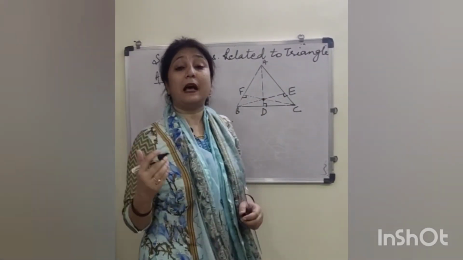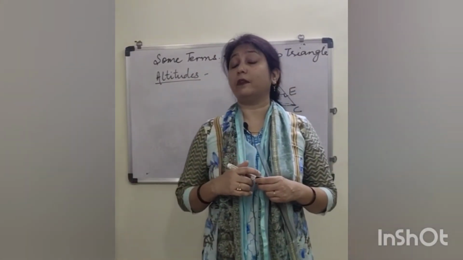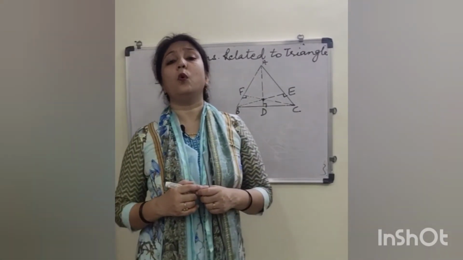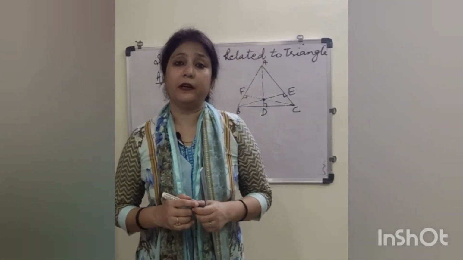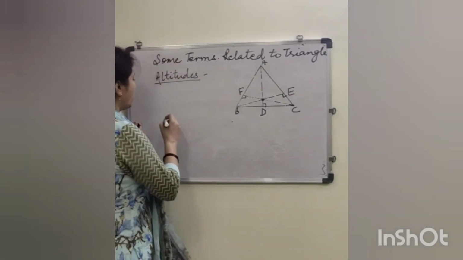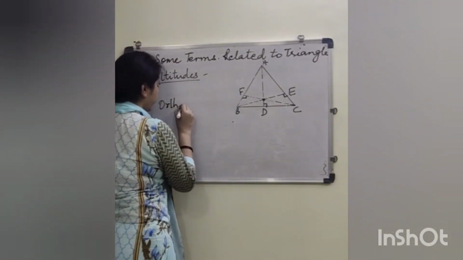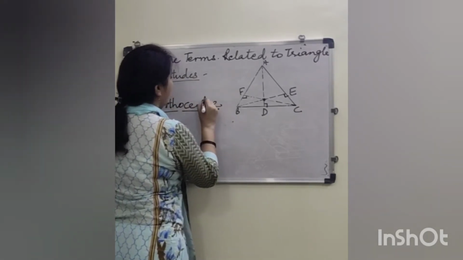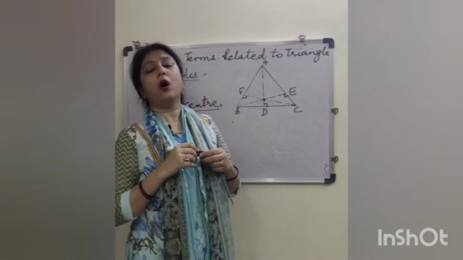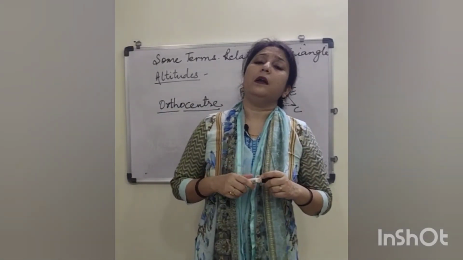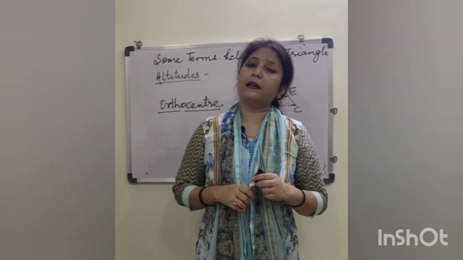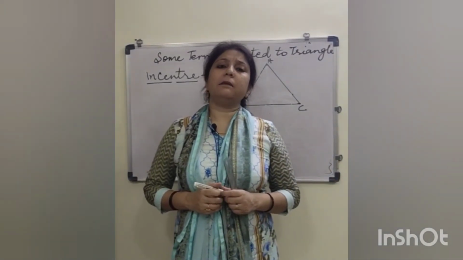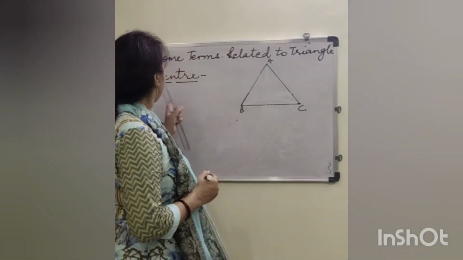That means these are again concurrent because they are passing through the same point, and their point of intersection is known as orthocenter. What is it known as? Orthocenter. Orthocenter is the point of concurrence of all three altitudes of a triangle. Now is the difference between median and altitude clear? Now another term related to this is incenter.